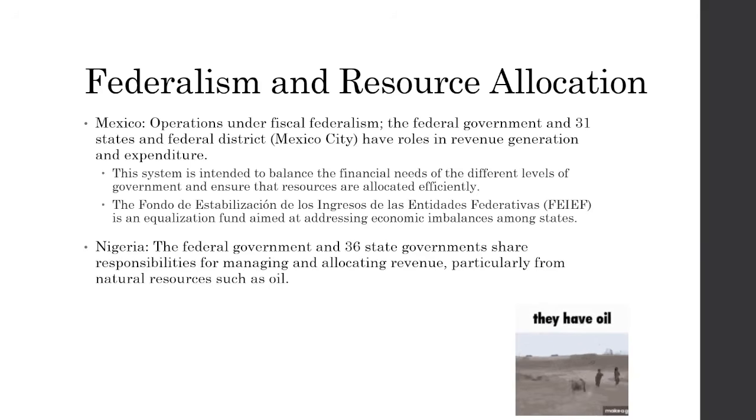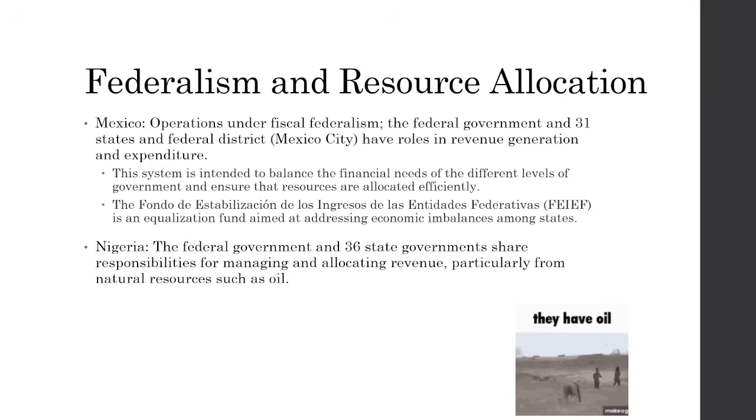In Nigeria, the federal government and the 36 state governments share responsibilities for managing and allocating revenue. I said share because, again, this is a federal system. Power is shared between the federal and state governments. And this is particular with natural resources such as oil. We'll learn more about how Nigeria does oil later, but oil is a pretty big resource in Nigeria.